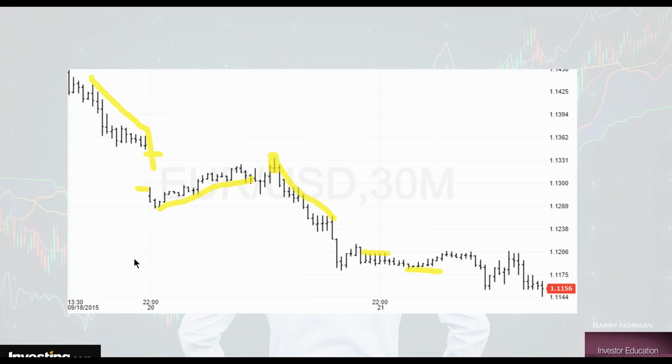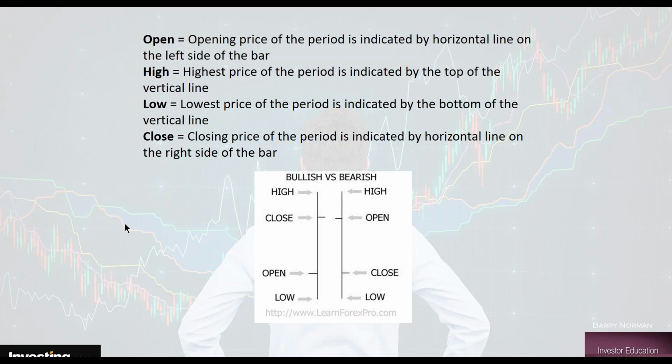Now, each one of these bars on a bar chart gives us 4 pieces of information. It gives us the open, the high, the low, and the close. And they're sometimes referred to as an OHLC. Now, they're very simple to draw. You simply put a dash to the left at the open. You put a dot at the highest it reached in that period, a dot at the lowest it reached in the period, and you put a dash across to the right for the close of that period. Then you connect a line between the high and the low, and that gives you the bar.